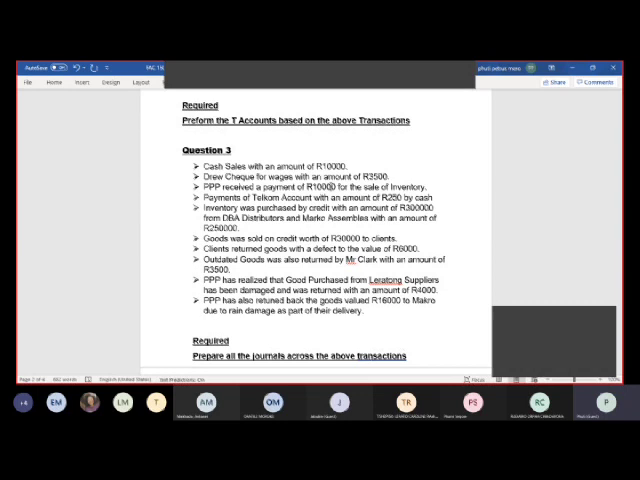So they want us to do the cash journals across the above transactions. This would include your cash receipts journal and your cash payments journal. Remember, the business owner is a VAT vendor, meaning that he is registered for VAT. I'm going to start with transaction number 1, which is the cash sales with an amount of 10,000 rand.